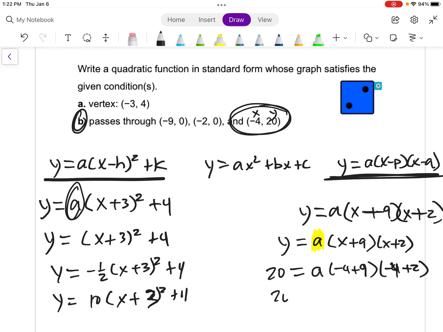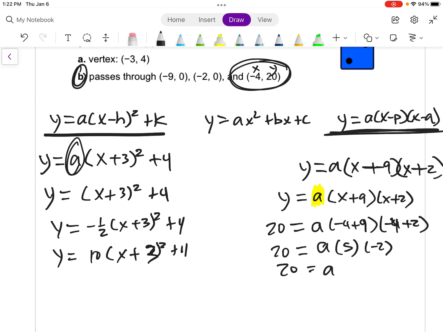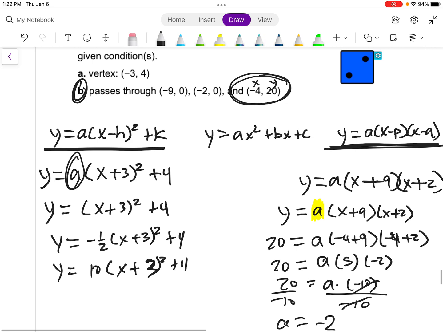Okay, so now I've got 20 equals a times what? -4 plus 9 is 5, and -4 plus 2 is -2. If I multiply those together, I end up with 20 equals a times -10. Then I want to get rid of the -10, so I'm just going to divide by -10 to figure out what a is equal to. So a is equal to 20 divided by -10, which is -2. Okay, so I come back up. My final answer for this part B is going to be y equals -2 times x plus 9 times x plus 2. There's my answer right there.